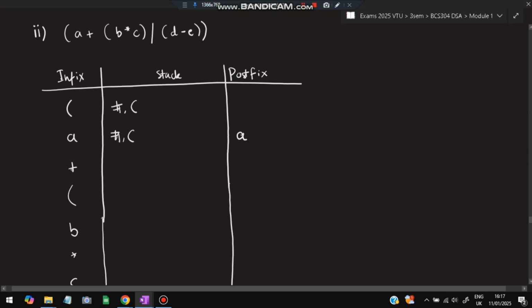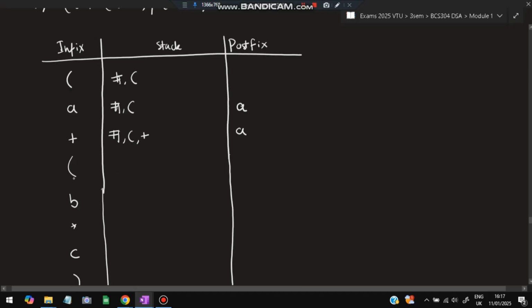Then plus came. Whenever plus comes and the opening braces is on top, what you have to do is put the plus beside this one. So plus is present here. Next A will be copy pasted from there. Again our opening braces is present here.